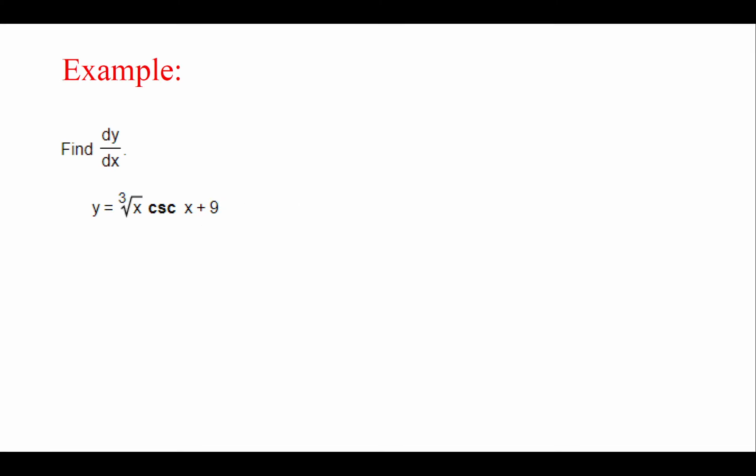Okay, so the first question is to find the derivative of y with respect to x. As you can see, y is the cube root of x times cosecant x, plus 9. To find the derivative, we use the product rule. If y equals f times g, then dy over dx is the derivative of the first function times the second function, plus the first function times the derivative of the second function.